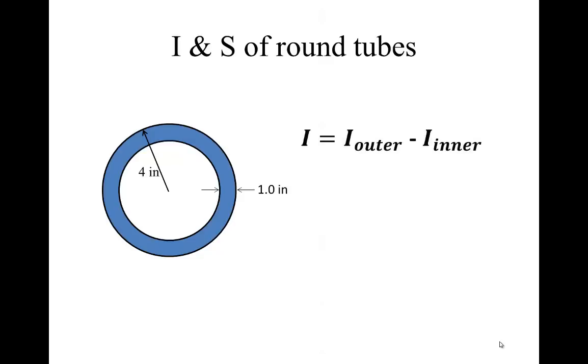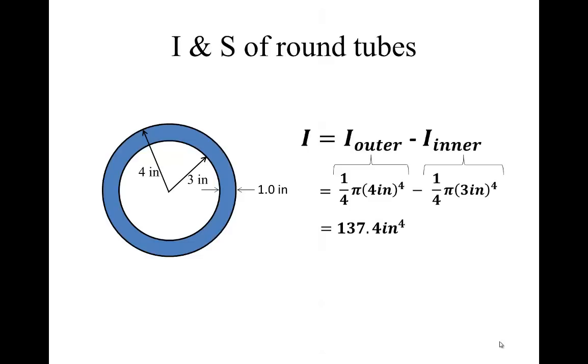We just take the I of the outer circle as if it were solid and subtract out I of the inner circle. Since the outside radius of this tube is 4 inches, I of the outer circle is 1/4 pi times 4 to the fourth. I of the inner circle requires us to determine the inside radius of the tube. We can simply subtract the 1-inch wall thickness from the outside radius to find the inside radius of 3 inches. The I of the inner circle is simply 1/4 pi times 3 inches to the fourth. The overall moment of inertia for this round tube is 137.4 inches to the fourth. The section modulus is just the I over C ratio, 137.4 inches to the fourth divided by 4 inches, resulting in a section modulus of 34.4 inches cubed.